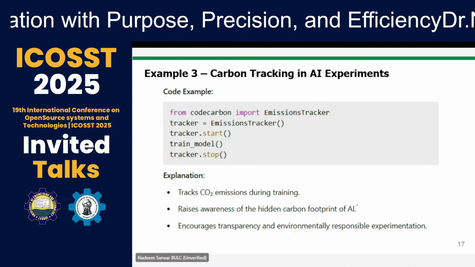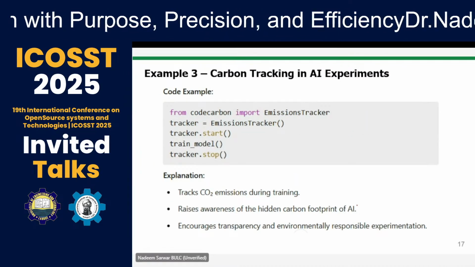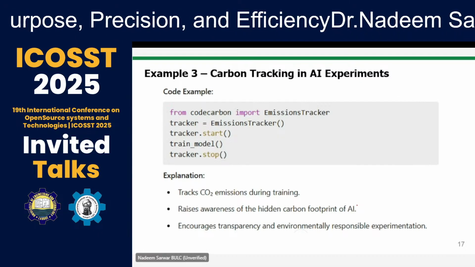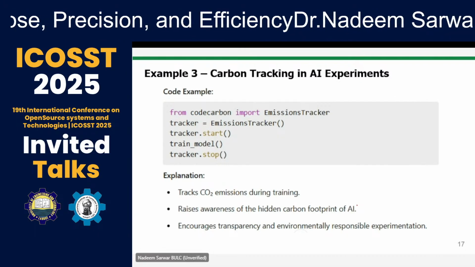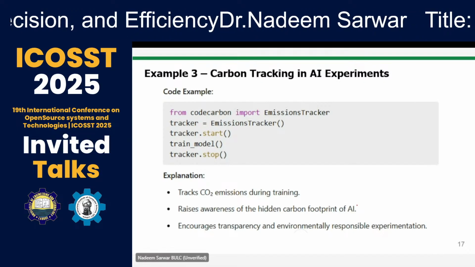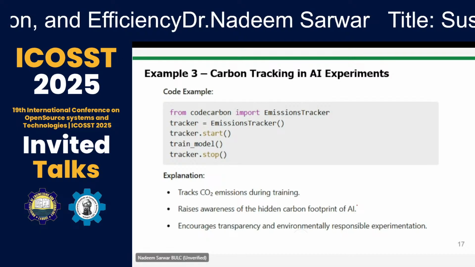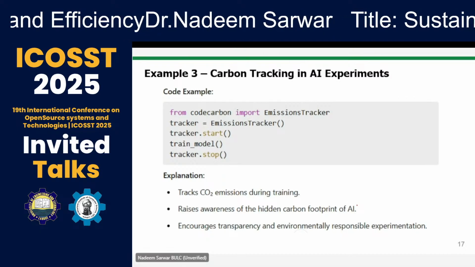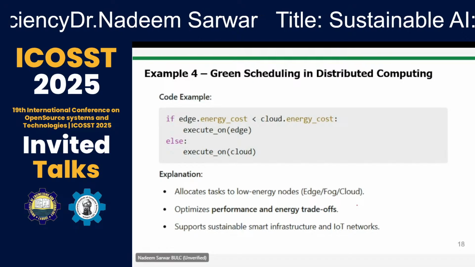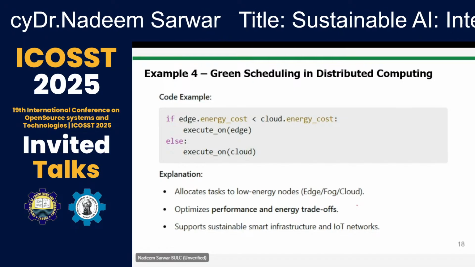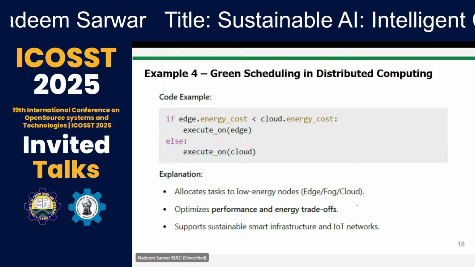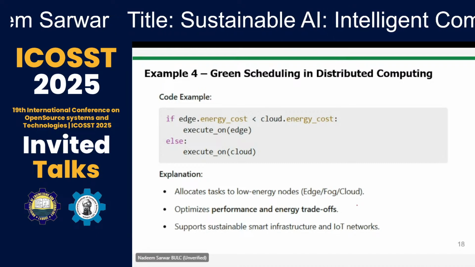So here is the third example. We can use the library CodeCarbon. This will help us track carbon dioxide emissions during model training, raise awareness of the hidden carbon footprint of AI, and encourage transparency and environmentally responsible experimentation. In this function, energy_cost, we can allocate the task to a low-energy node and optimize the performance and energy trade-off.